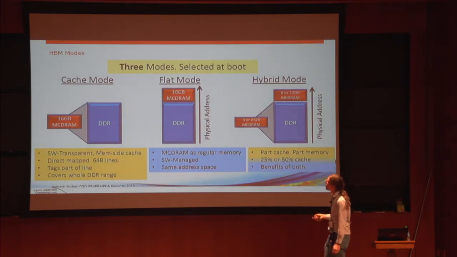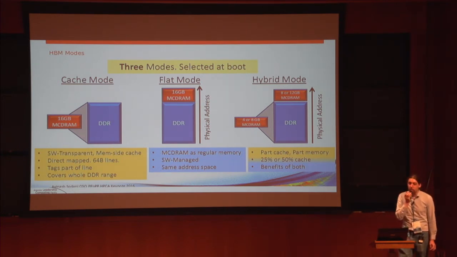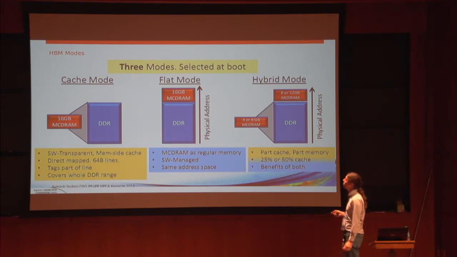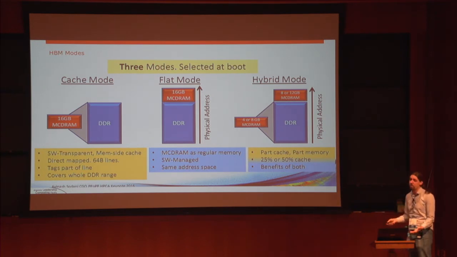Okay. The other interesting thing about Knight's Landing is that it has high bandwidth memory. High bandwidth memory means that there's memory that's actually on the package with the core, and in this case, there's 16 gigabytes of it. You can arrange this, again at boot time, in essentially 3 different ways.